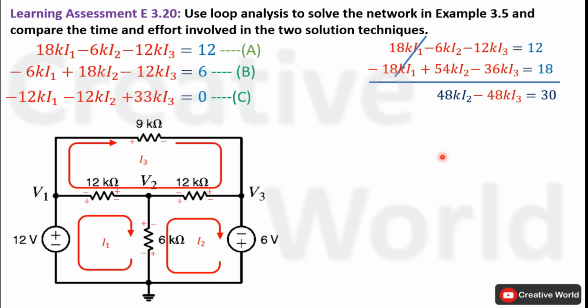Now take equation C as it is and multiply equation B with minus 2.